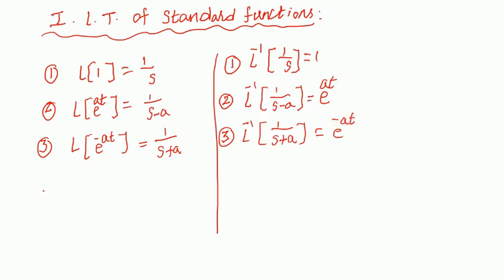Right. So the fourth one is L of t. Laplace transform of t is equal to 1 by s square. So L, bring this side, then what happens?